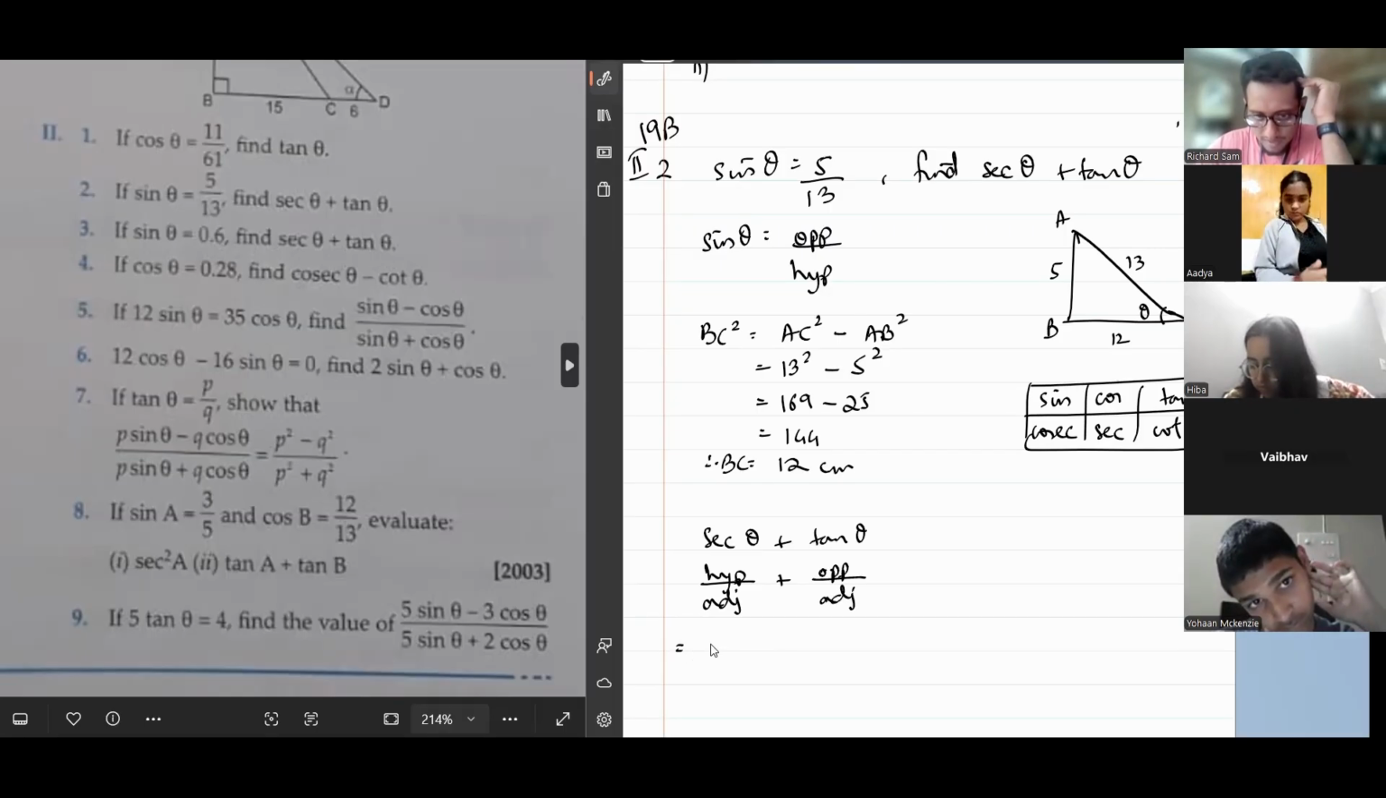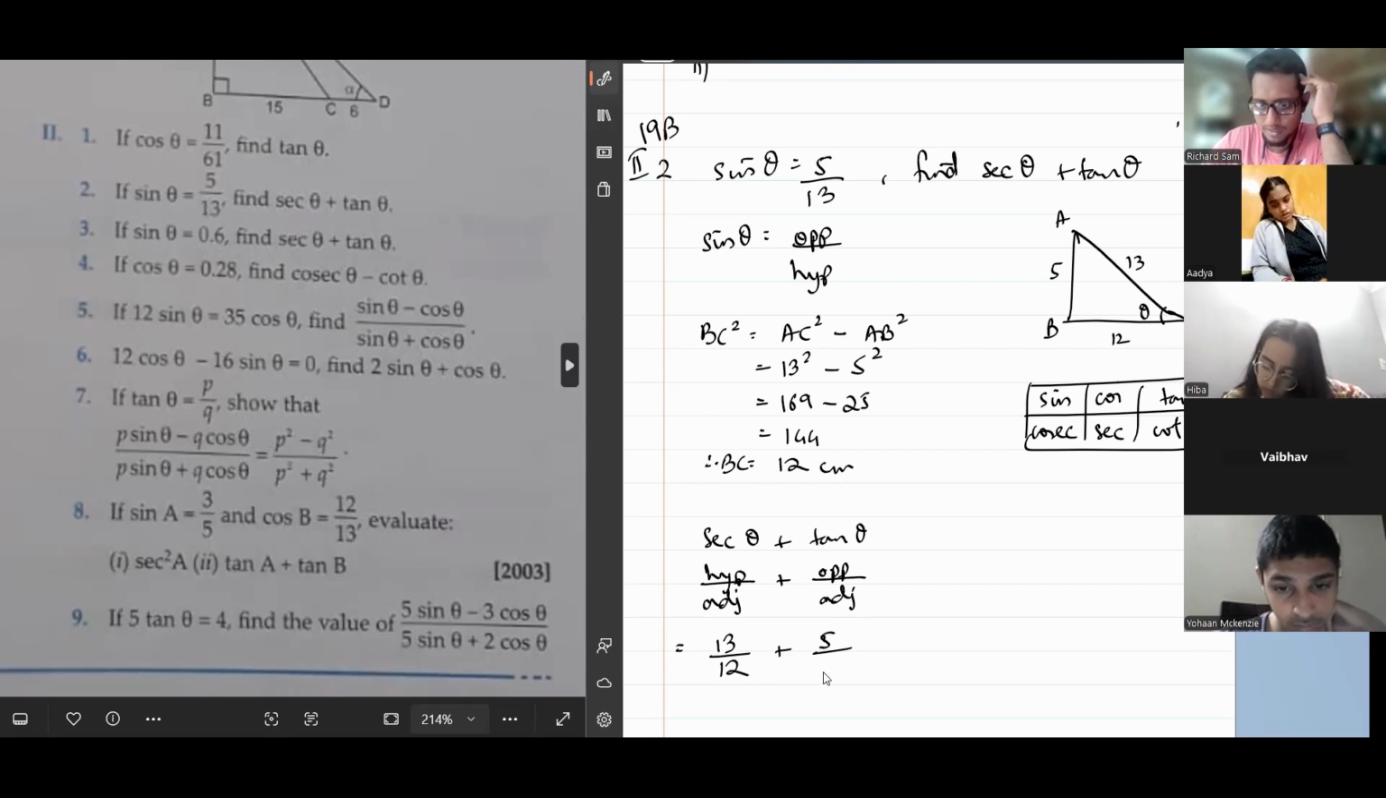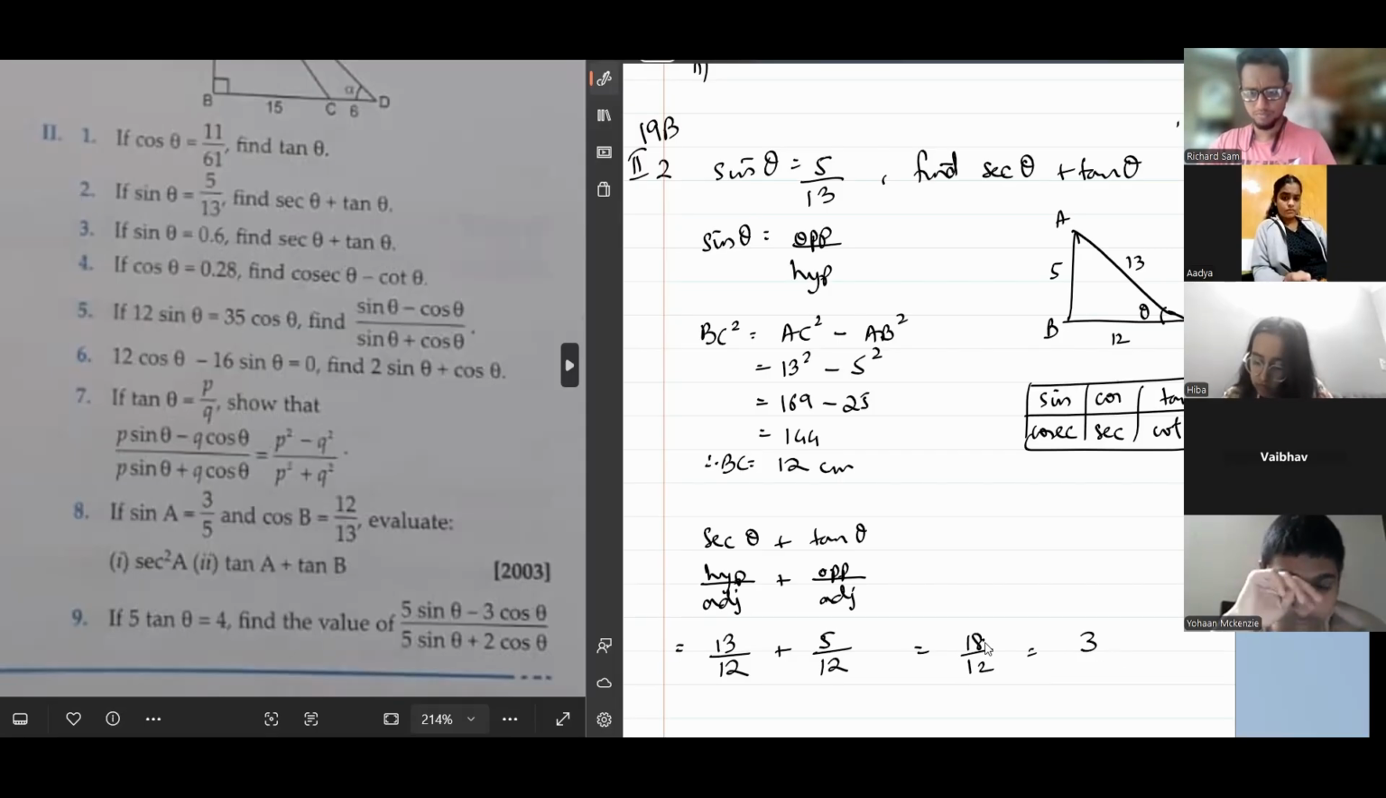And then in the next step, we substitute the values. So hypotenuse is 13 upon adjacent is 12. Opposite is 5 and adjacent is 12. So that is 13 plus 5, 18 upon 12, which is 3. Is that clear? Sorry, not 3, 3 upon 2, or 1.5. Just check the answer behind and see if it's 1.5.